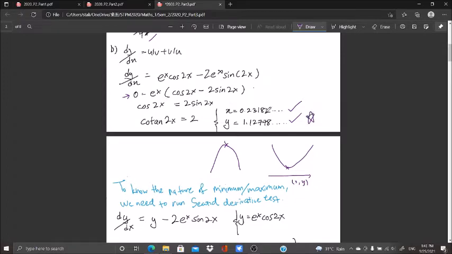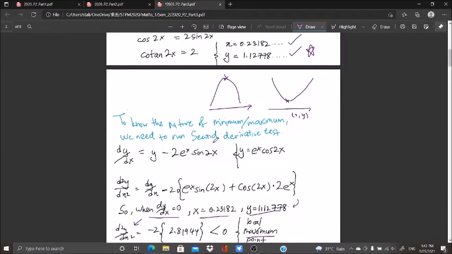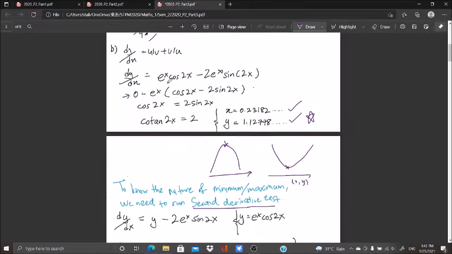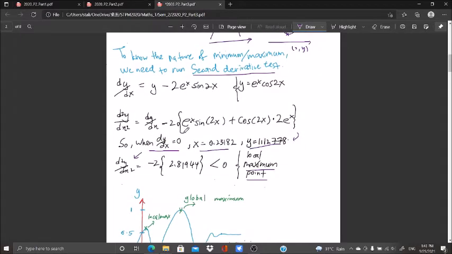But what is the nature of our extremum point? Is it the maximum or the minimum? We don't know. We have this point, but we do not know if it is a maximum or minimum. So we need to run the second derivative test. We differentiate again, and finally we obtain d2y/dx squared equal to these terms. And we let dy/dx equal 0.